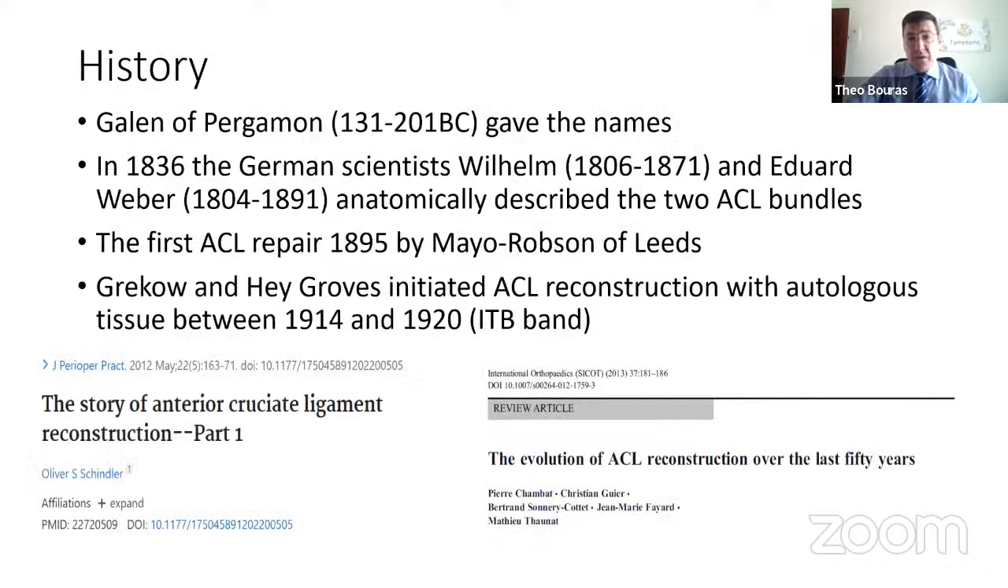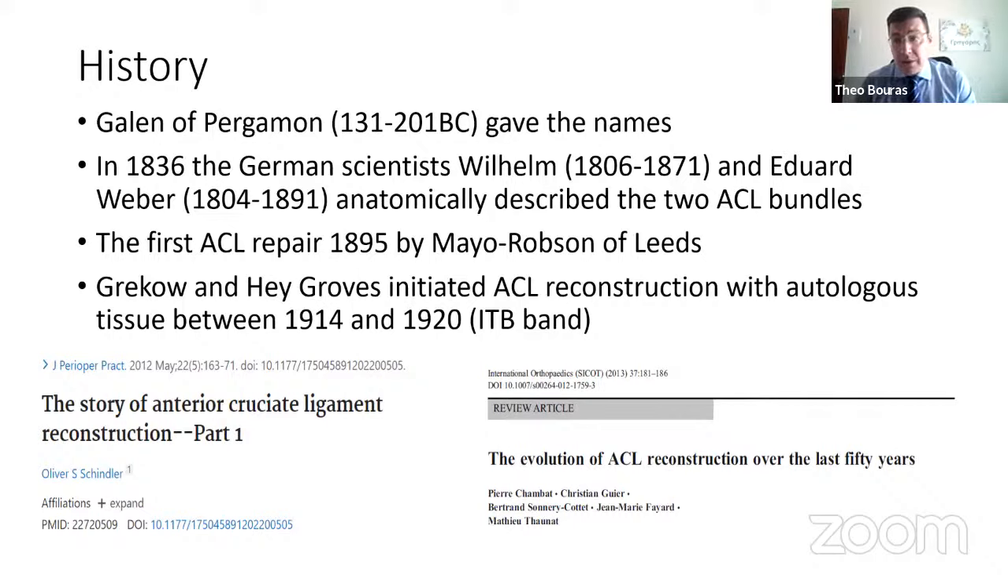A few words about history. The first who dealt with the cruciate ligaments was a Greek from ancient times called Galen of Pergamon, who gave the names, but until the 17th century, nothing more happened up to 1836, when the German scientists Wilhelm and Weber anatomically described the ACL. And then in 1895, Mayo Robson in Leeds did the first repair, followed by the first reconstruction using an ITB band in 1914 by Greco and Hey Groves.